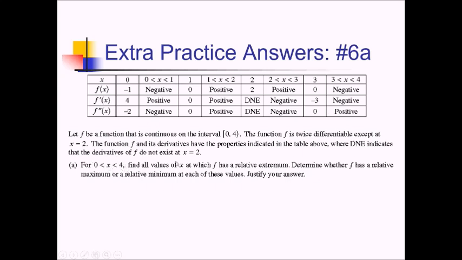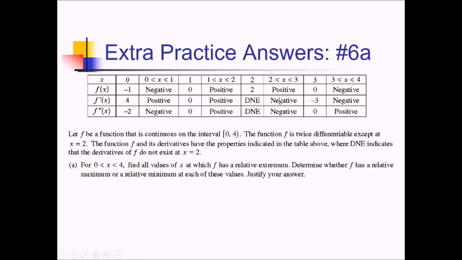Okay, so for 0 to 4, this is our first task. From 0 to 4, we want to know all values where we have a relative extreme for f. So that could be either a relative min or a relative max, and then determine whether it is a min or a max at these values. So we're basically looking for where f prime is changing sign. Taking a look at the table here, we've got these different values, and then we have the intervals between those different x values. So we see that f prime is changing sign only at x equals 2.